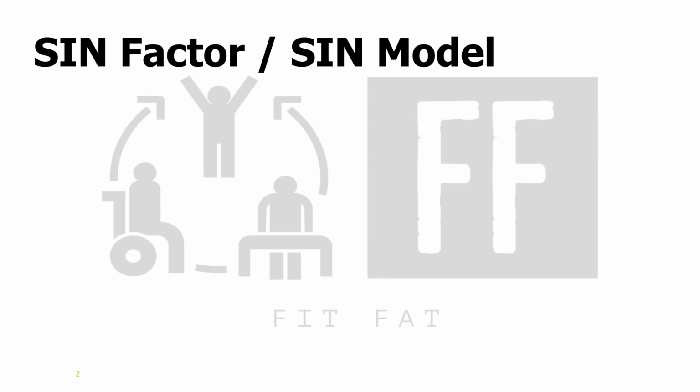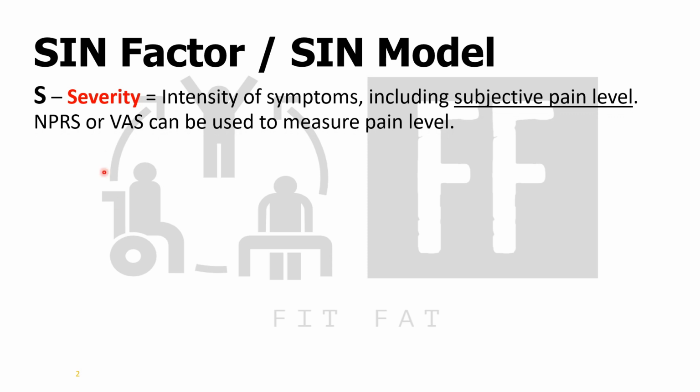In the SIN model, the first word is S, right? S stands for severity, which is basically the intensity of the symptoms, including the subject's pain level. Now you can measure this pain level by NPRS, that is numerical pain rating scale, or VAS, that is visual analog scale. But you can also use other charts, questionnaires, and so on to determine the subject's pain level.